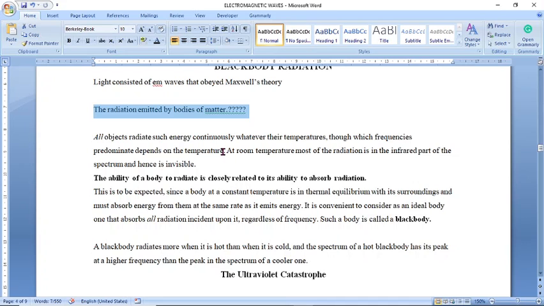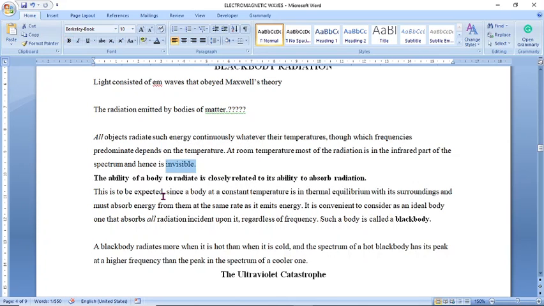അപ്പോൾ അറ്റ് റൂം ടെമ്പറേച്ചർ most of the radiation is in the infrared part of the spectrum and hence is not visible. അപ്പോൾ എല്ലാ ബോഡിയും, ചൂടുള്ള എല്ലാ ബോഡിയും റേഡിയേഷൻ എമിറ്റ് ചെയ്യുന്നുണ്ട്. അപ്പോൾ the ability of a body to radiate is closely related to its ability to absorb radiation. അപ്പോൾ ഒരു ബോഡി റേഡിയേറ്റ് ചെയ്യുന്നുണ്ടെങ്കിൽ then it can also absorb the radiation.